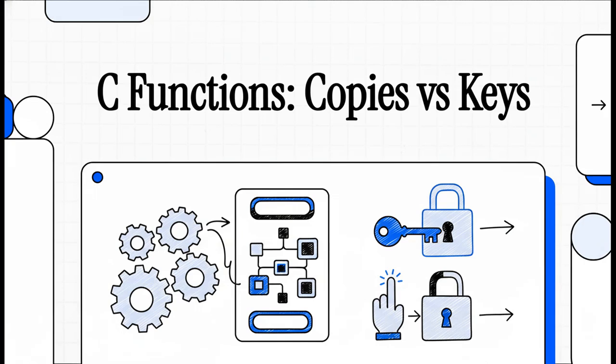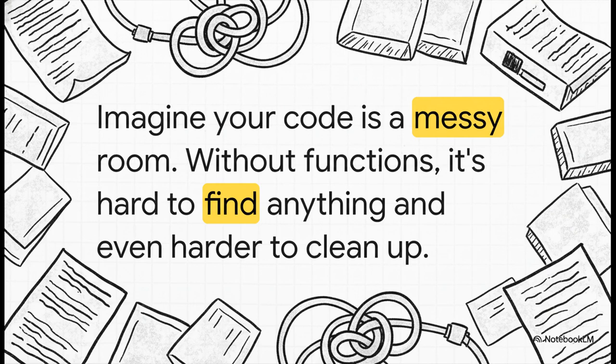If you've ever gotten your hands dirty with C code, you know it can get messy and fast. But what's the secret to keeping it clean, powerful, and reusable? Well, it all boils down to one absolutely fundamental building block: functions. Seriously, picture it. Without functions, your main program is just one big messy room.